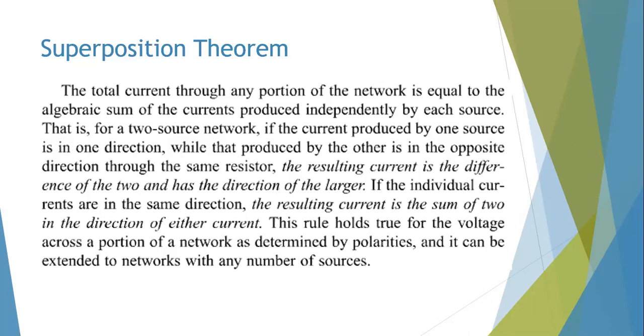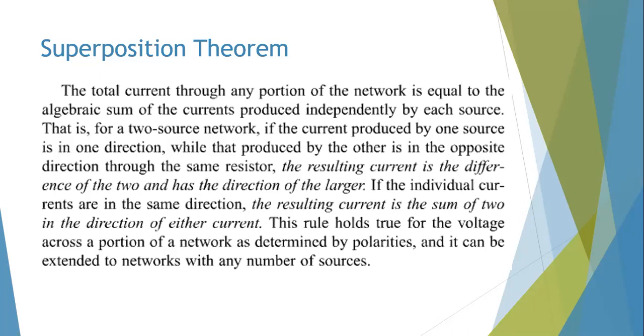That's important. If the current direction is different, for example one source's current flows from left to right and the other's from right to left, then the algebraic sum will be a difference. It's a vector sum, if you want. The resulting current is the difference of the two and has the direction of the larger. If the individual currents are in the same direction, then you add the two currents, and the result is in that same direction. I think this is quite logical.